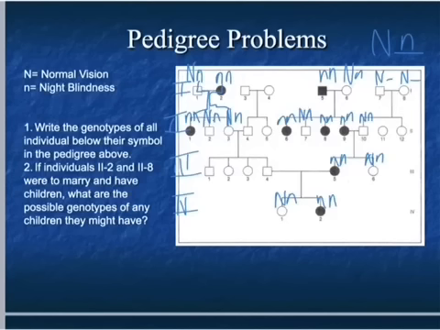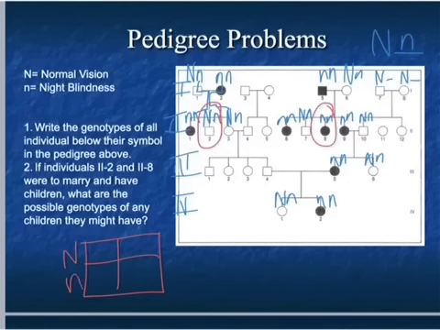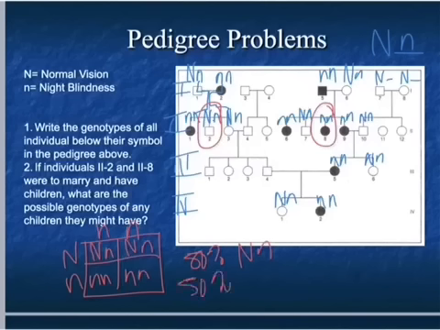Let's answer the second part of this problem. If individuals 2-2, so this person right here, and 2-8 were to marry and have children, what would the possible genotypes of any children they might have? So you can do a Punnett square for this if you want to. You might be able to do this in your head at this point. Big N. So it looks like 50% of their children would be heterozygous for night blindness, and 50% of their children would be homozygous recessive and be night blind.